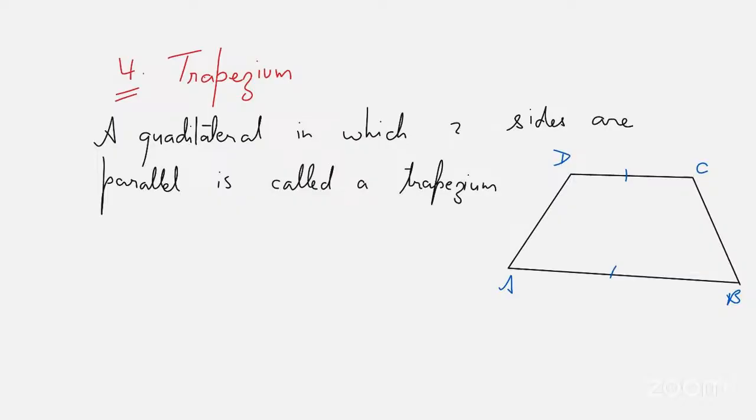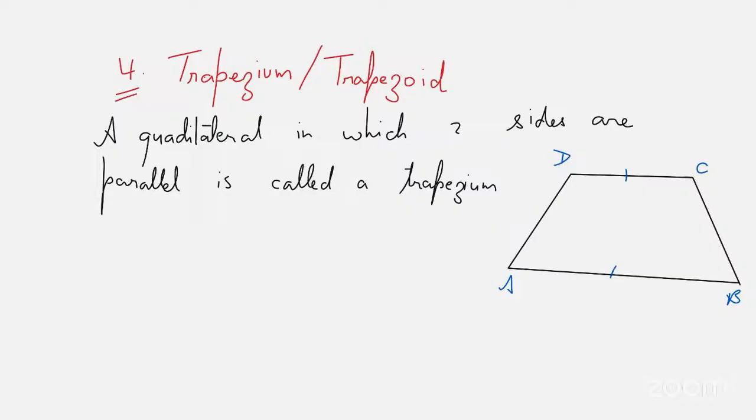A trapezium is also called a trapezoid. Excuse me, ma'am. Yes, Hannah. Ma'am, the two diagonal lines, should both of them be equal? No, not necessarily. They don't have to be equal.